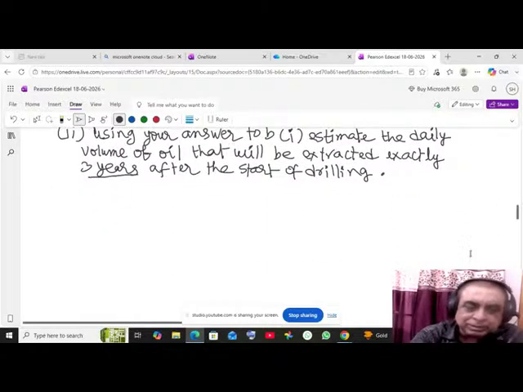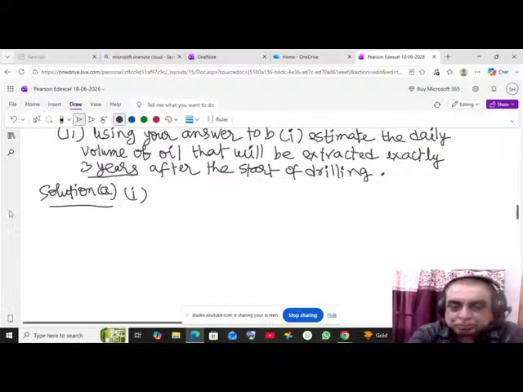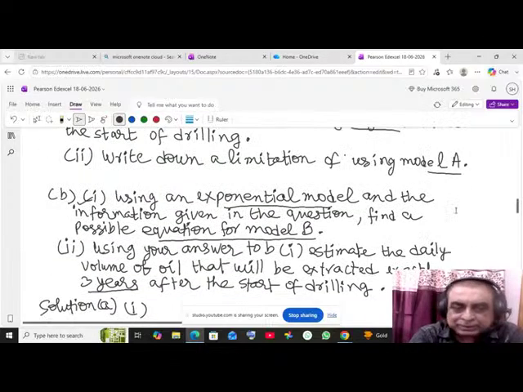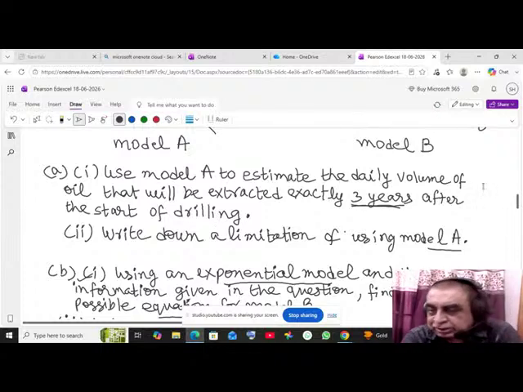Okay, now we are doing the sum. First I am starting with A. There are two questions asked, A and B. In each of A and B, there are two parts. So I am doing the first part. What is the first part asking? Find out how much oil will be drilled after 3 years of drilling using model A.